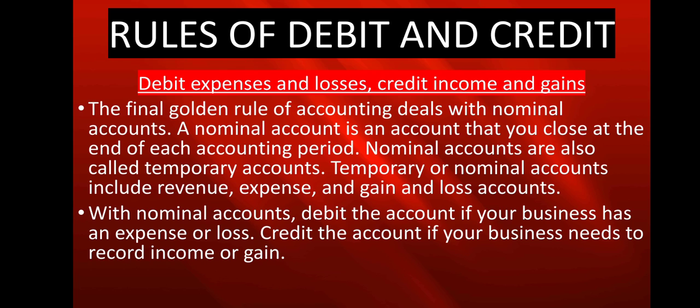Correct? So when I say nominal account, the first thing that should come in your mind is expenses and losses. Then what could be the rules of debit and credit? Debit expenses and losses. Credit incomes and gains. Very simple. It is not like how we had to get confused with the personal account and real account. Debit the receiver, credit the giver, debit what comes in, credit what goes out. This is so directly given to us. It is debit expenses and losses, credit incomes and gains. So the final golden rule of accounting deals with nominal account.